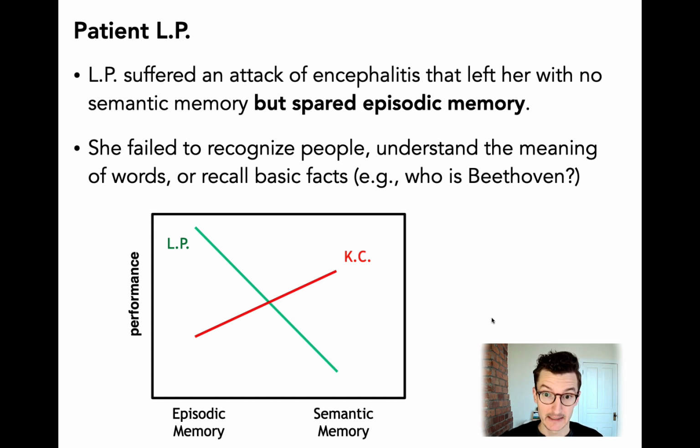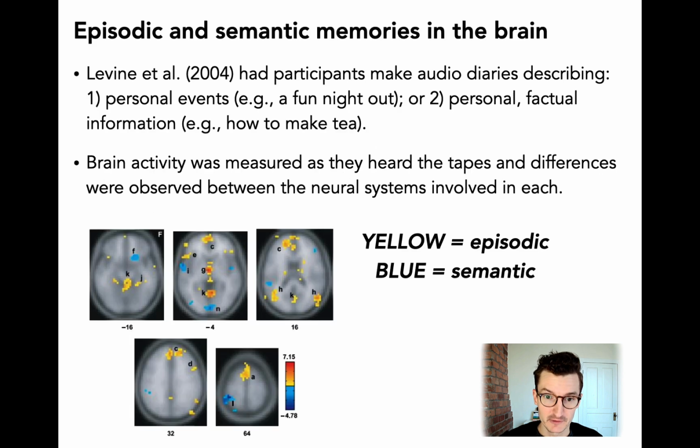Now we can also look at episodic versus semantic memories using functional neuroimaging. So in this 2004 paper that I believe is discussed in your textbook, Levine et al. had participants make audio diaries describing personal events like a night out on the town. I think the description in the paper is of one participant describing salsa dancing. And then they also had to describe personal factual information, right? So how to make tea or how to make coffee. So you've got episodic memories in one case, and semantic memories in the other case.